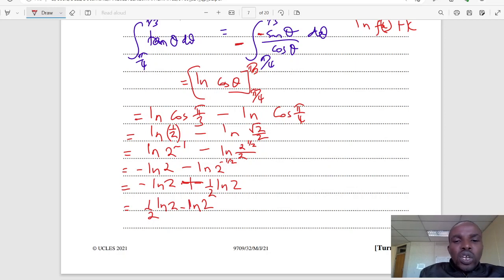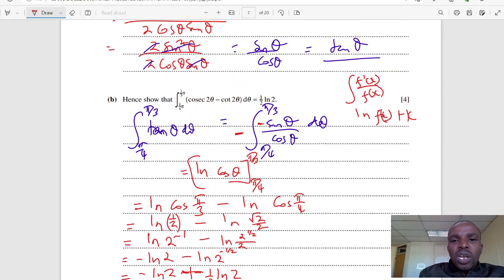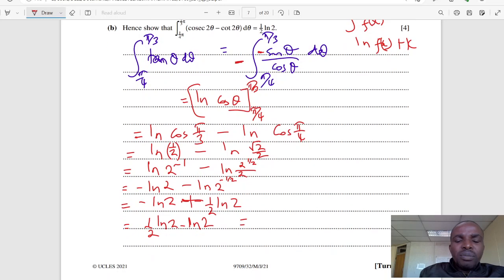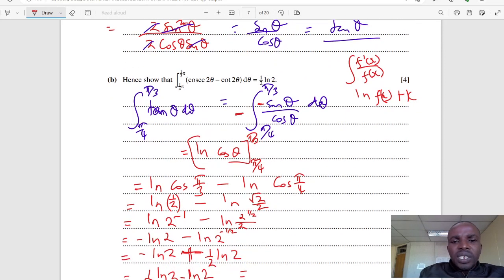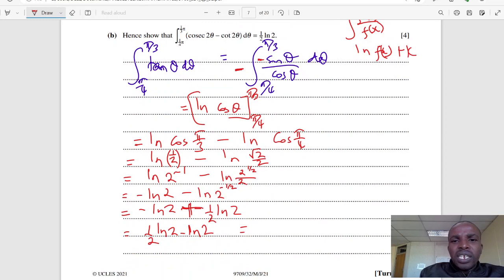Half ln 2. So it will actually be simplified to, what is our item? Our item, there's no negative number. I'm supposed to say half minus 1 is minus half. So there's no negative number, which means there is an error. Where is the error?